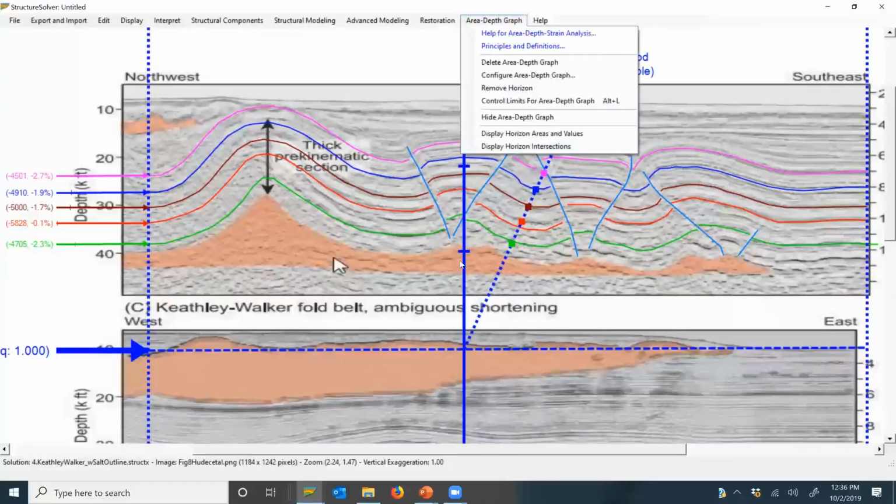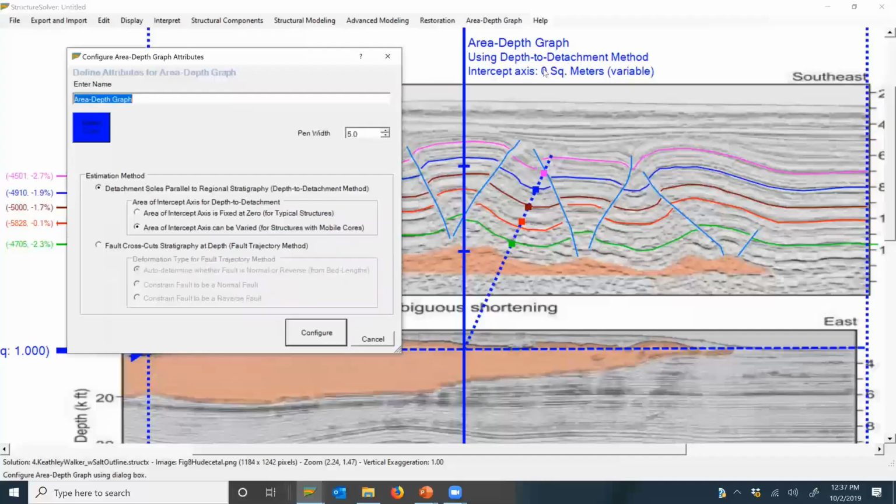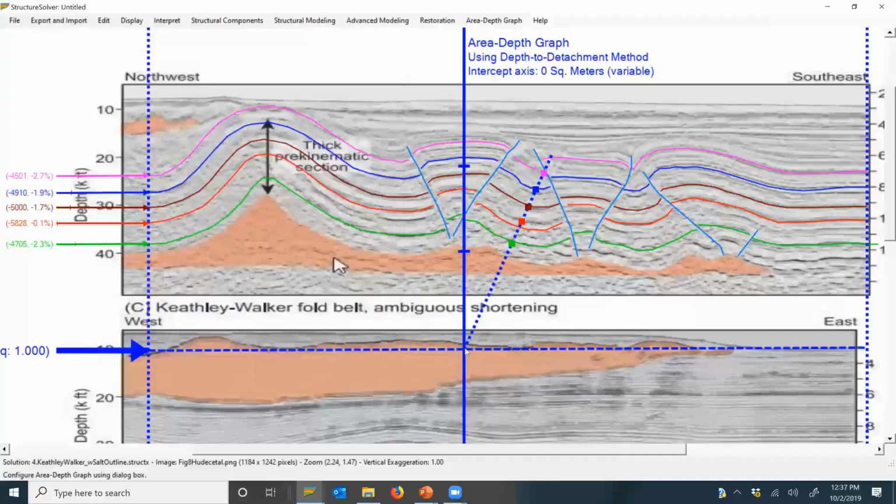And so as long as you have some understanding of the maximum acceptable depth for the detachment, you can reconfigure the area depth graph to allow for a variable intercept axis. Under area conservation, we assume that the intercept happens where there's zero fold area, and that's the detachment. That's the case of those four models that we looked at earlier.